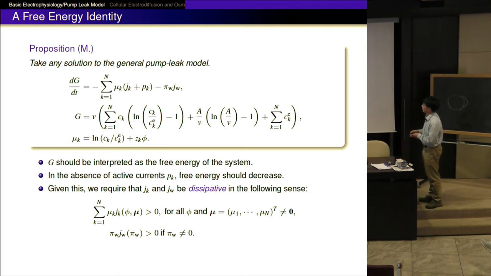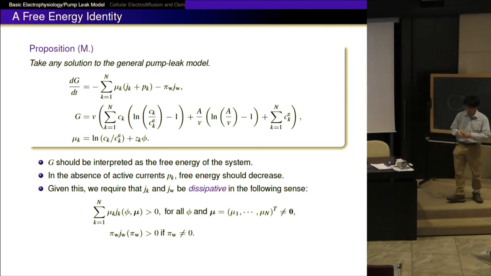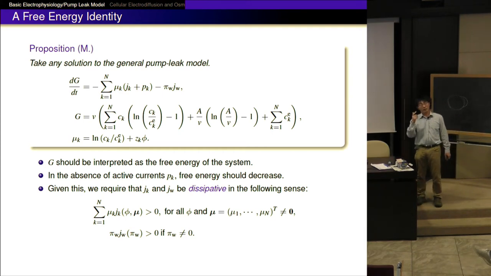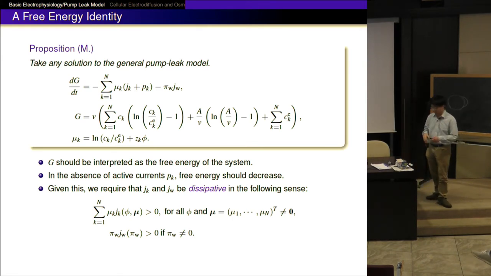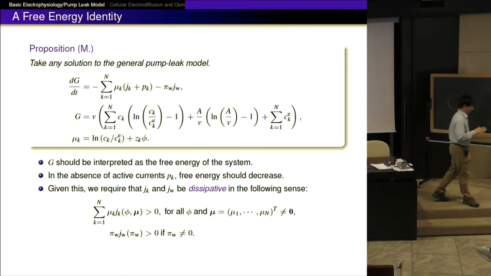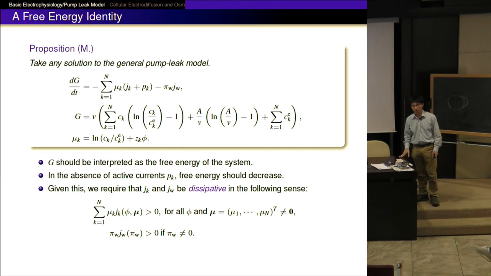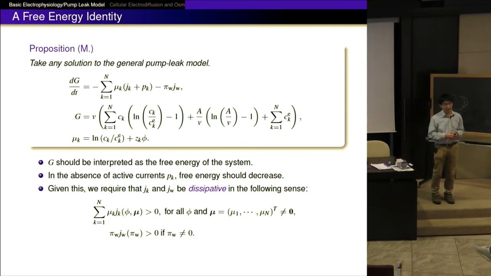And if you compute the time derivative of this entropy expression, it's minus absolute temperature times entropy, so it's more or less free energy, but there really is no internal energy term here. It's U minus TS, U is zero, so this is what our G is here. So you see that dG/dt is equal to minus the sum of mu_k, the chemical potential difference for each ion, times the flux, minus the osmotic pressure difference across the cell membrane times the water flux. So you obtain this very natural identity that we see in any book on non-equilibrium thermodynamics.